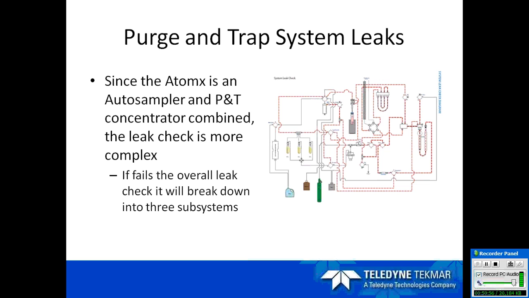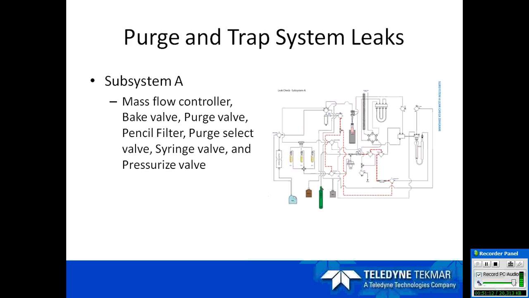Then with the Atomx, there's a really unique feature. The Atomx is the autosampler and purge and trap concentrator combined, and it's a little bit more of a complex leak check because there's more going on inside. If you have a leak that fails overall, it will break it down into 3 subsystems. The Atomx will break down into subsystem A. Subsystem A will measure the leak check of the mass flow controller, the bake valve, the purge valve, the pencil filter, the syringe valve, and the pressurized valve.